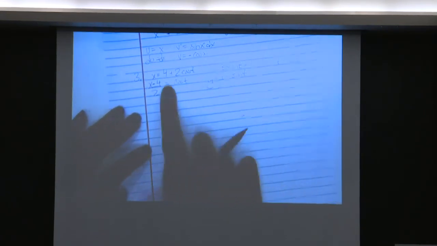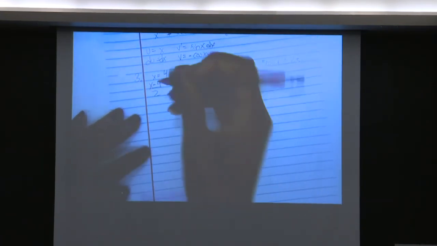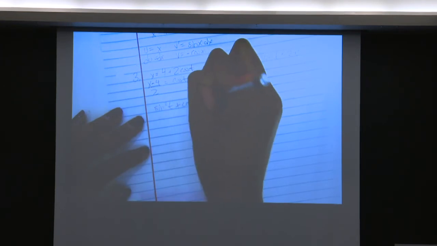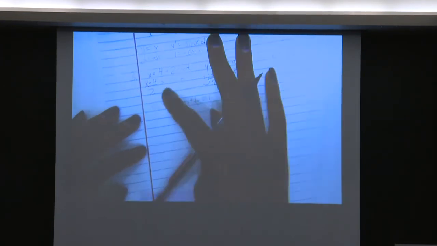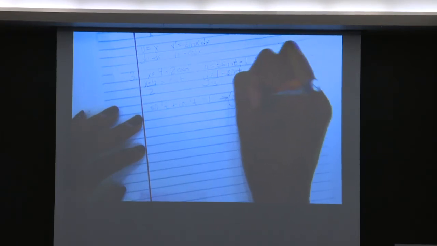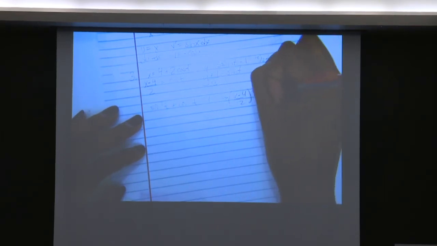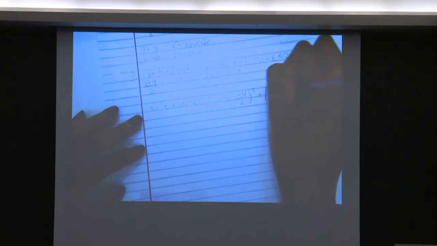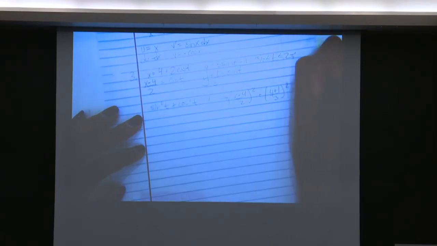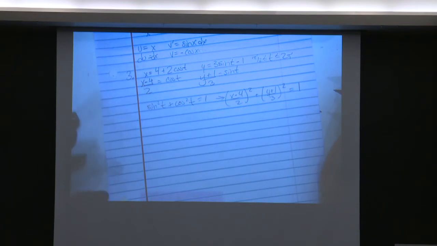So for this, I want to turn it into a Cartesian equation. I know that sine squared t plus cosine squared t equals 1. So then I just square those, and that gives me x minus 4 over 2 squared plus y plus 1 over 3 squared equals 1. Just that simple.